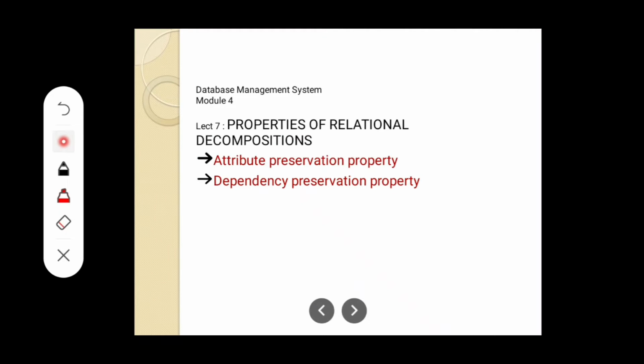Hey all, welcome to lecture 7 of module 4 in database management system. Today we are going to see about the topic properties of relational decompositions. So what do you mean by relational decompositions?